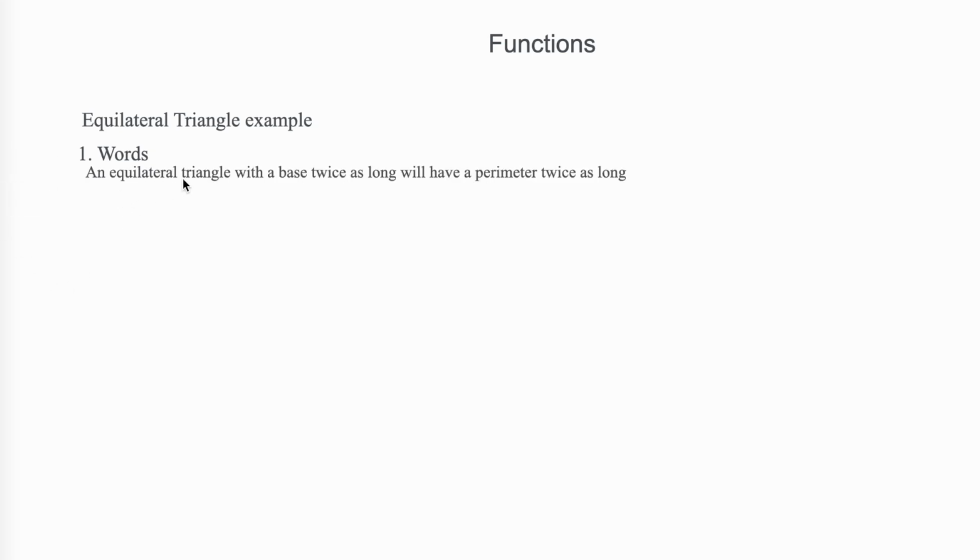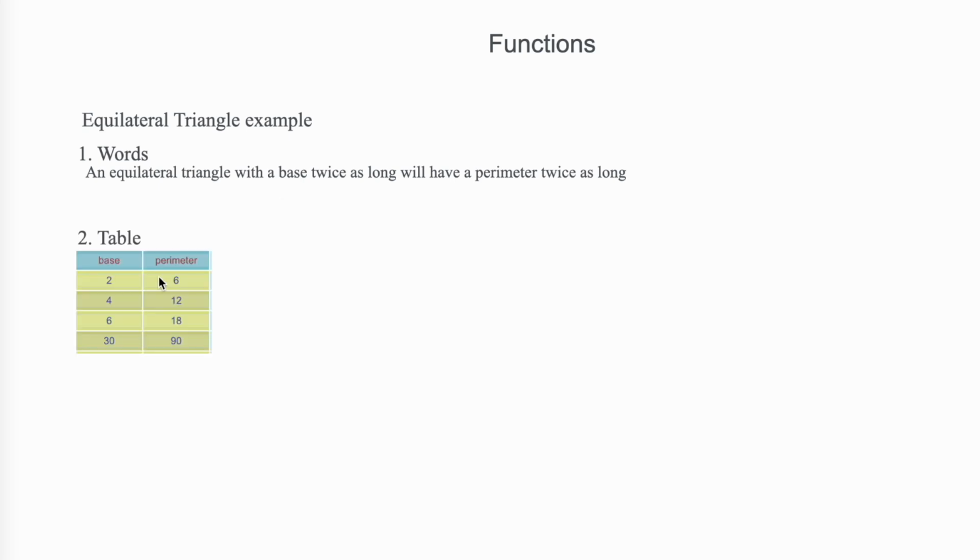Here's an example. Imagine you have an equilateral triangle. We're looking at the perimeter of the equilateral triangle for different lengths of the base. In words, we would say something like an equilateral triangle with a base twice as long will have a perimeter twice as long. That's the relation or the function in words.